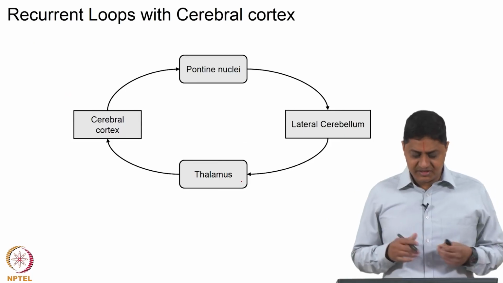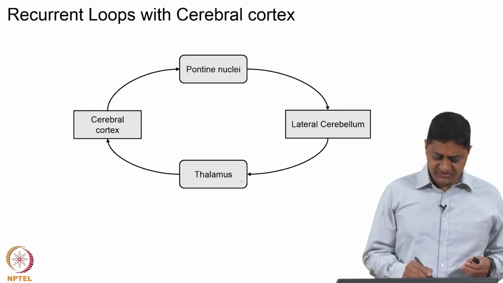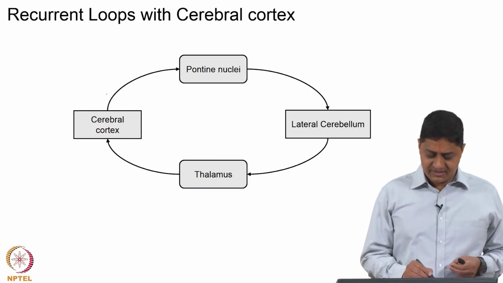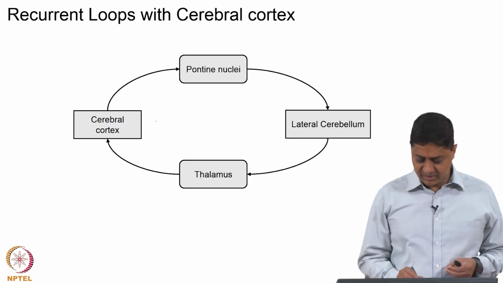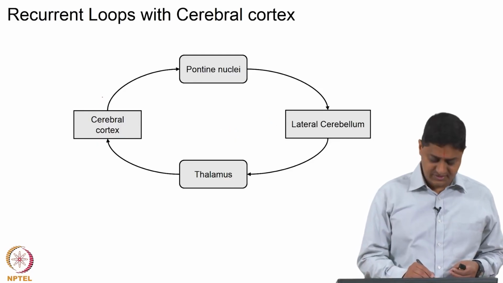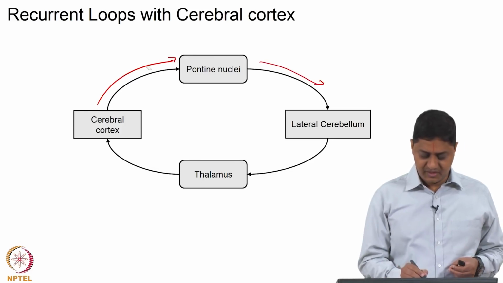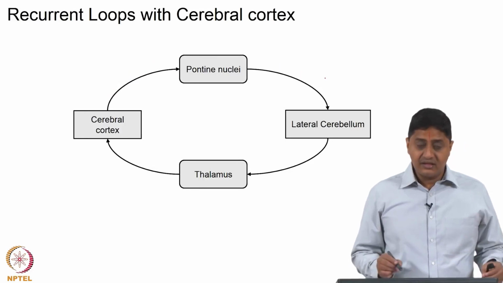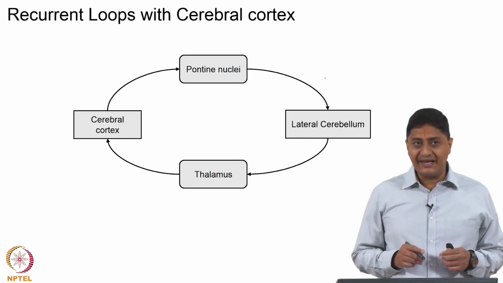So a major recurrent loop with the cerebral cortex. The cerebral cortex sends information to the cerebellum, not directly, it is not like that, but rather through the pontine nucleus or through pons, right. So through that, as shown here, pons serves as an important source of input to the lateral cerebellum.